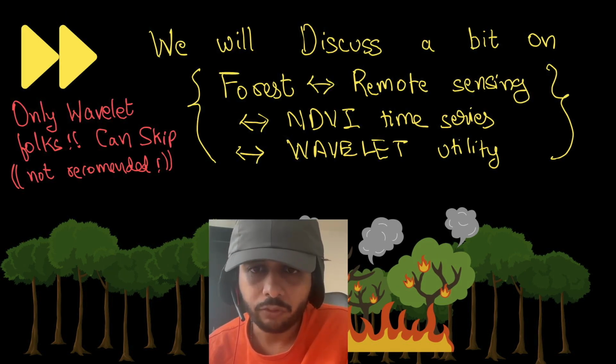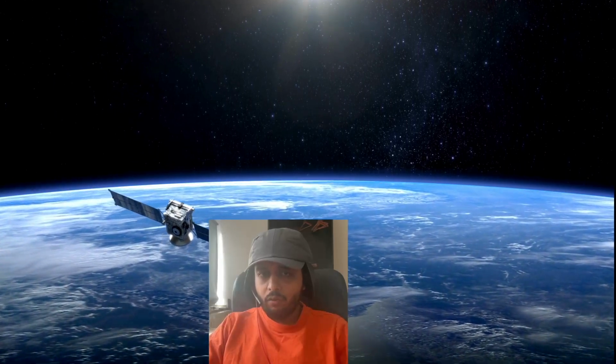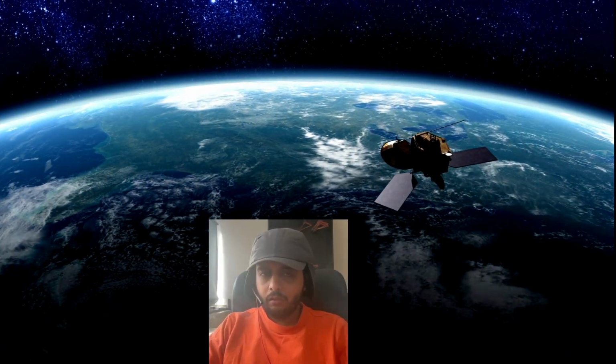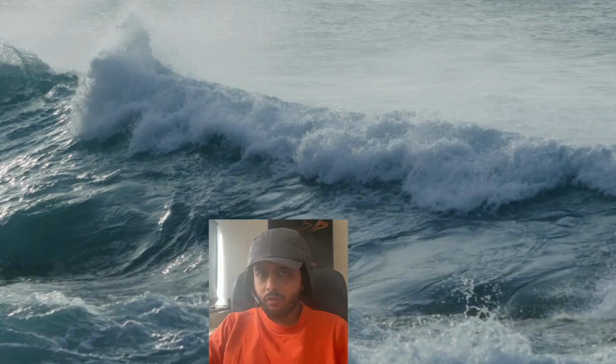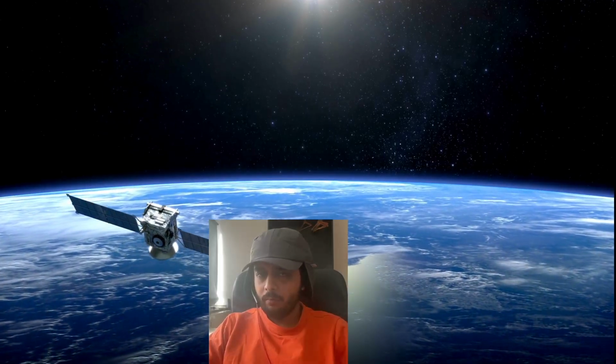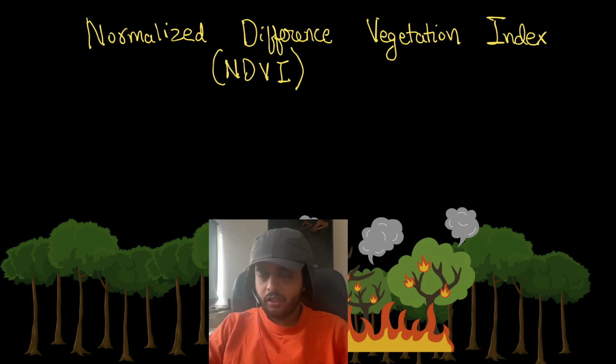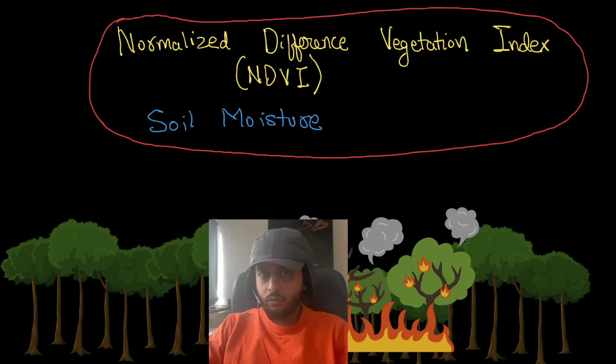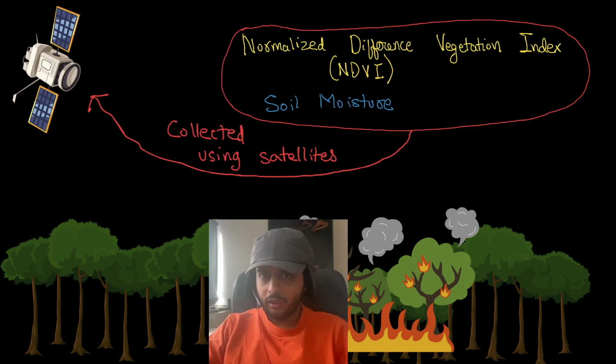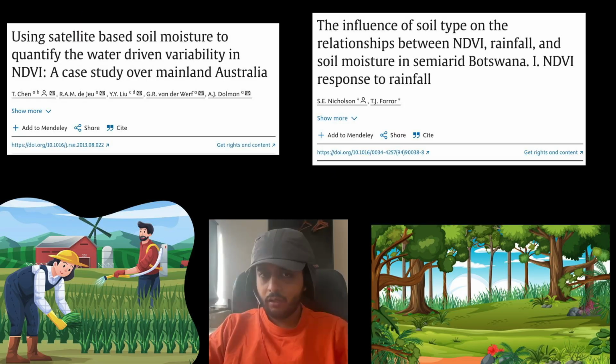To start with, we know that more and more satellites are going to orbit the Earth in the future to collect a wealth of information about the urban areas, forests, ecosystems, clouds, oceans, and everything related to our planet Earth. One such data is related to vegetation, the Normalized Difference Vegetation Index, known as the NDVI, and also the soil moisture. Soil moisture and NDVI are the two common indices that we collect using satellites, more often used in agricultural studies and also to study ecosystems and forests.